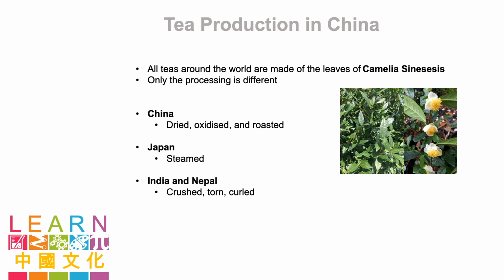In China, they are usually dried, oxidized, and roasted. In Japan, instead of roasting, they steam the leaves. In India and Nepal, dry leaves are crushed, torn, and curled before packaging. And now, let's practice.